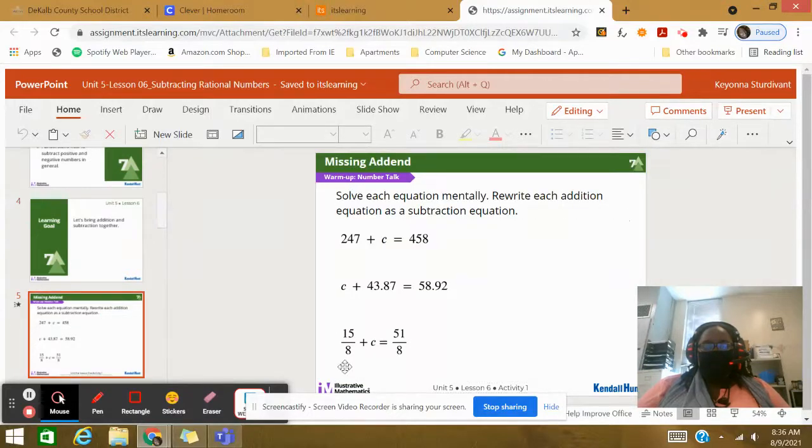So this is your warm up for those who haven't completed lesson 6. It's different for different blocks depending on which block you're in. So it's asking you to solve each of these equations mentally, rewrite these addition equations as subtraction equations.